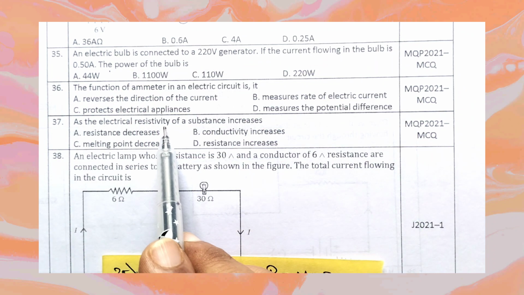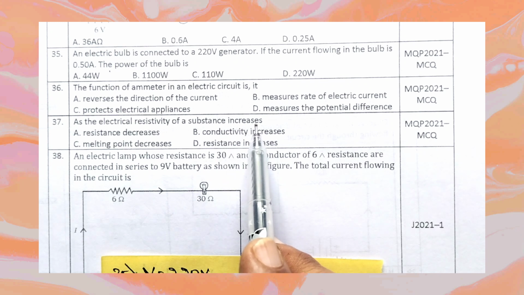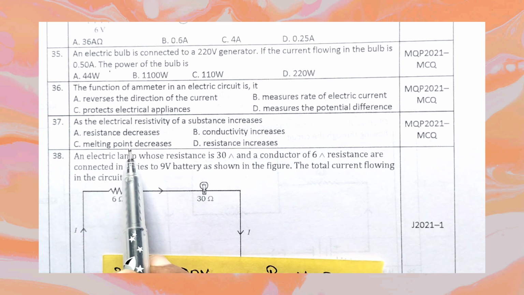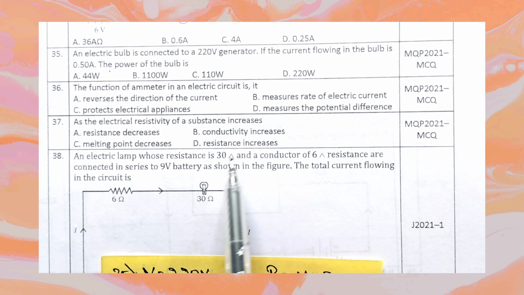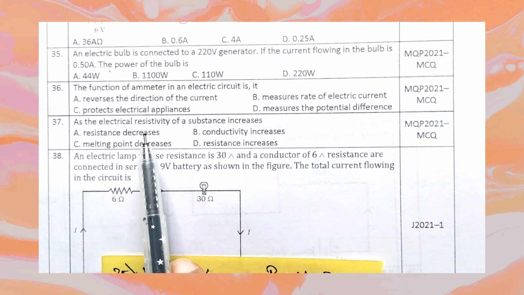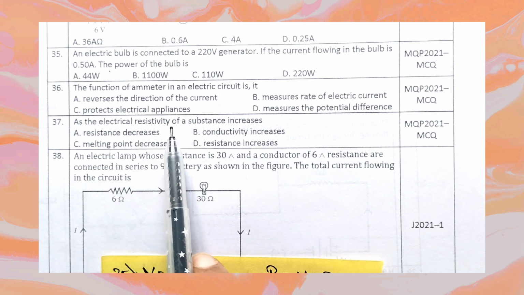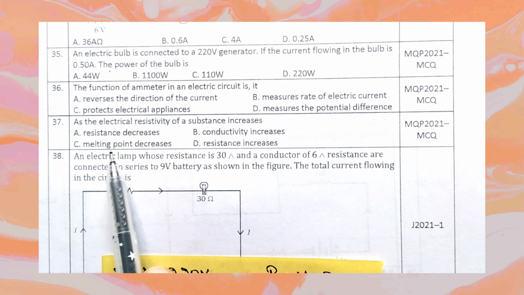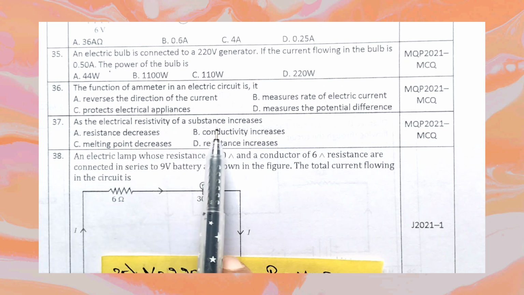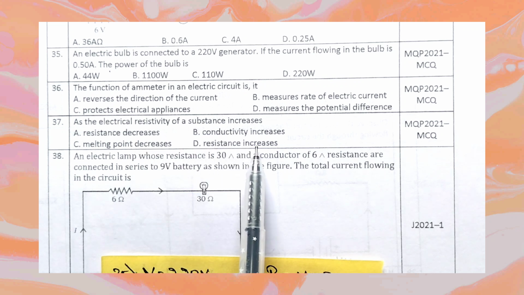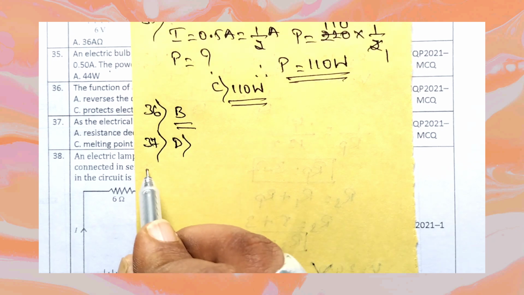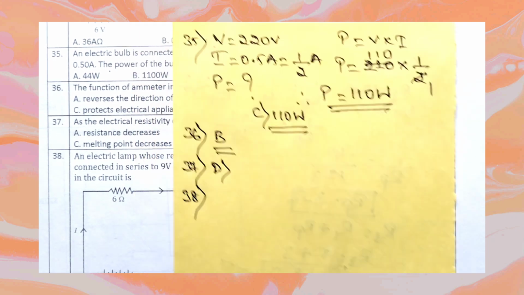As the electrical resistivity of a substance increases, the options given are: resistance decreases, conductivity increases, melting point decreases, resistance increases. So as the resistivity of a substance increases, what happens, he has asked. As the resistivity increases, resistance also increases. So option D, resistance increases. For 37th, option D.